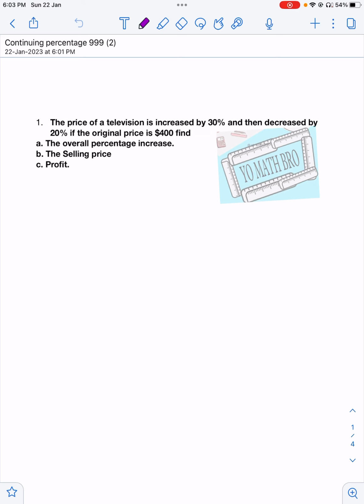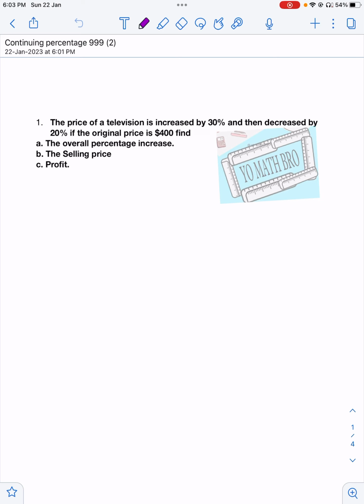The price of a television is increased by 30% and then decreased by 20%. If the original price is $400, find A, the overall percentage increase, B, the selling price, and C, the profit. Now here we have three things to find. But once we start solving the sum, all the three will be solved in sequence.